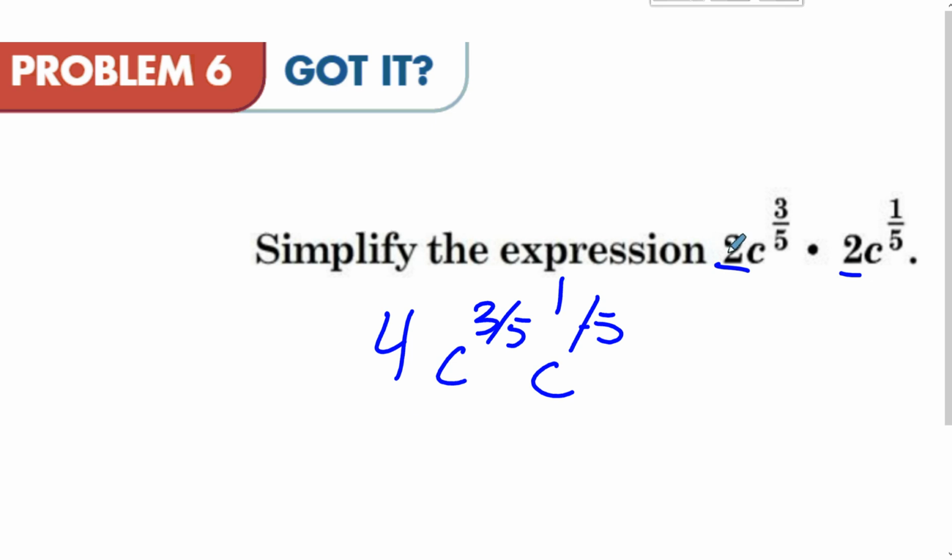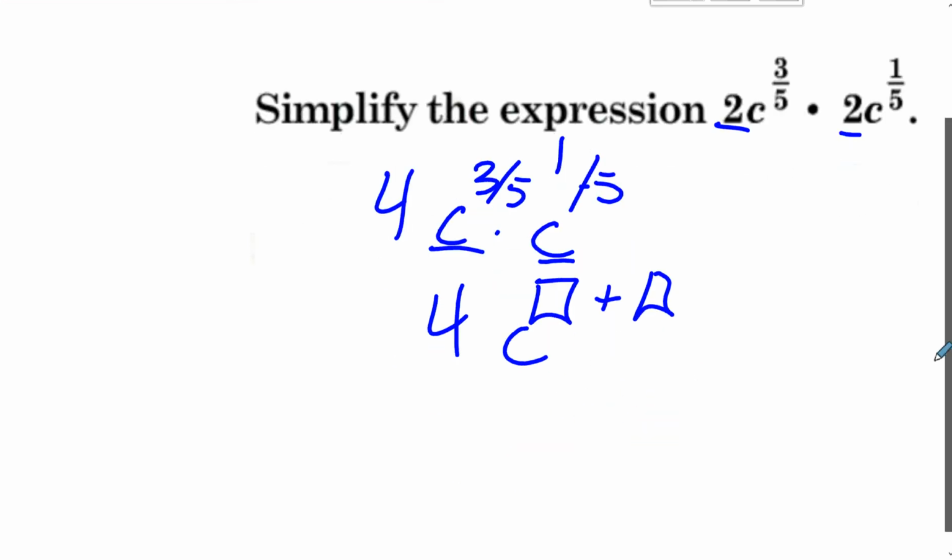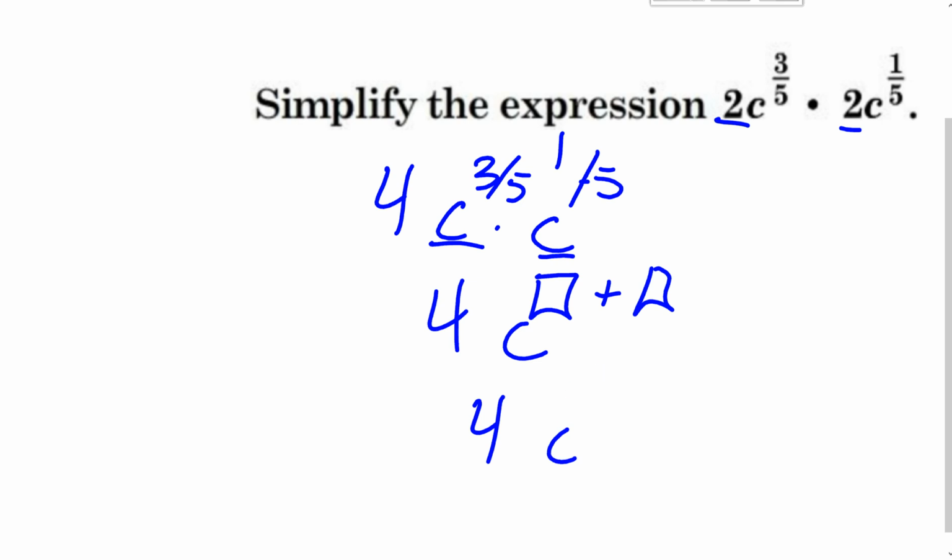is I already did my coefficients and put c. I know since these have the same base, c, that I'm going to be adding these fractions, right? So at least get that far where you can put 4c to the 3/5 plus 1/5. If you don't know how to add fractions, at least get this far where you put those exponents, you're adding them. Then if you know how, make sure you have a common denominator 5, so we can add the top. And there's your answer.